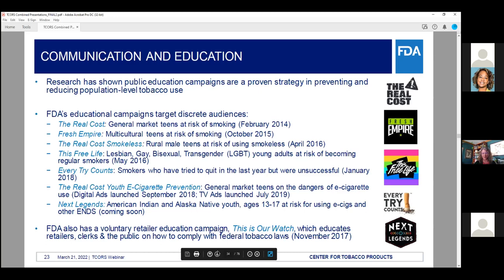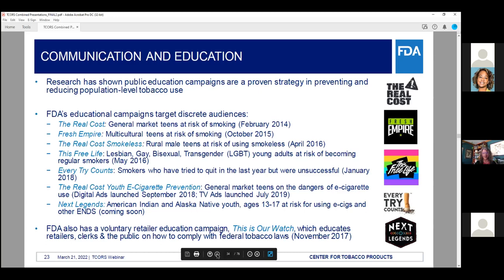In addition to the education campaigns listed here that are designed to be targeted for discrete audiences, we also have a voluntary retailer education campaign called This Is Our Watch, designed to educate retailers, clerks, and the public on how to comply with the federal tobacco laws.